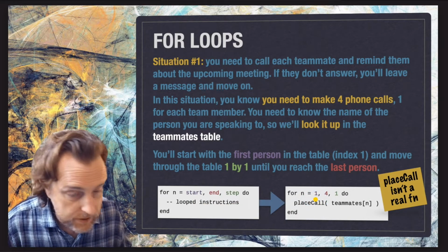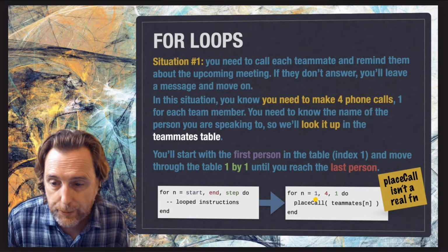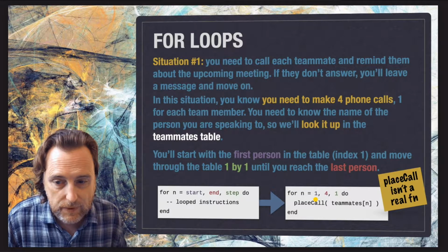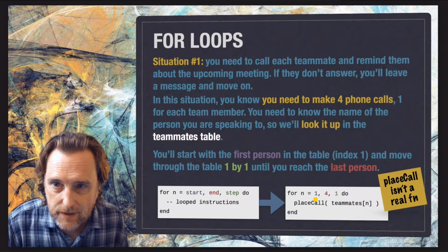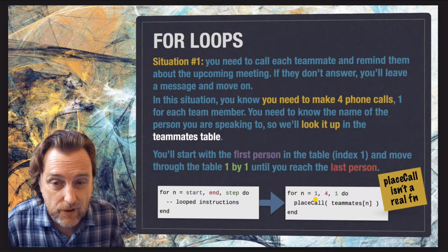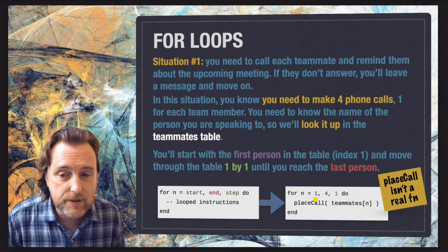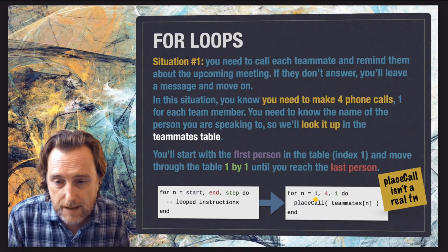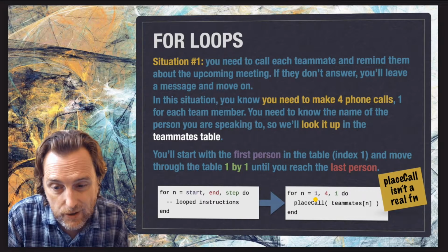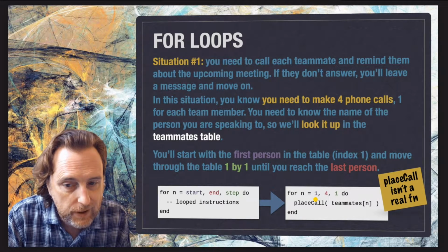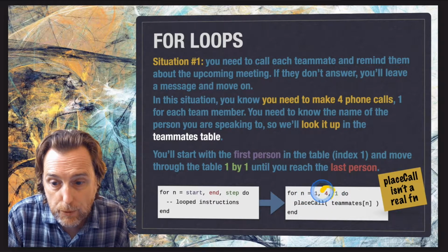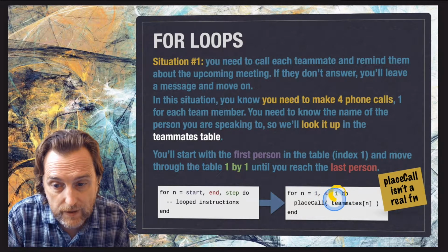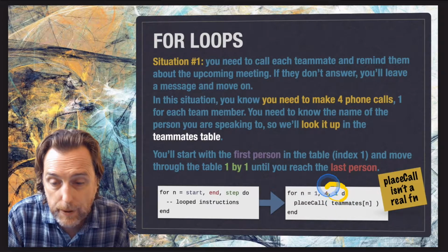If I'm looping through a Lua table, you need to remember that the first member in the table is at index number 1. That's different than most other languages that start at 0. Lua starts at 1. So if you're looping through a table like this and you want to start at the beginning and go to the end, you're going to loop from index number 1 to index number 4. And if you want to call every single one in the list, then you'll increment by 1 so that you don't skip anyone.